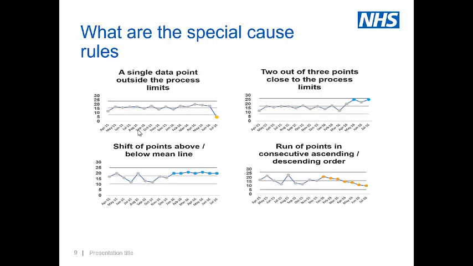The script will outline where statistical process rules are broken, which are special cause, and those are times where you want to go and investigate. And these are the main rules that the script will outline. So a single point outside the process limits, a run of points above or below the mean line, a run of points in consecutive ascending or descending order, or 2 out of 3 points close to the process limits, and it will flag if any or all of these rules are broken at any particular time.